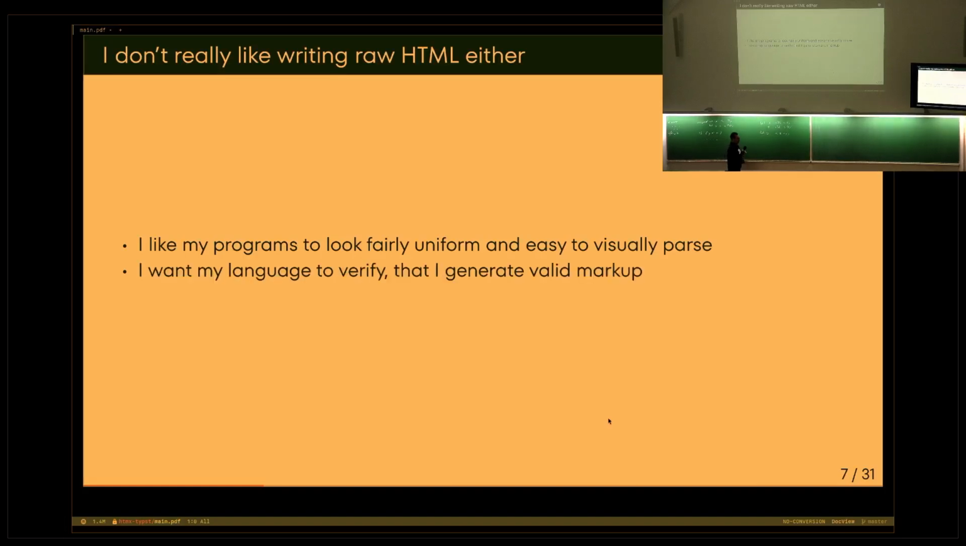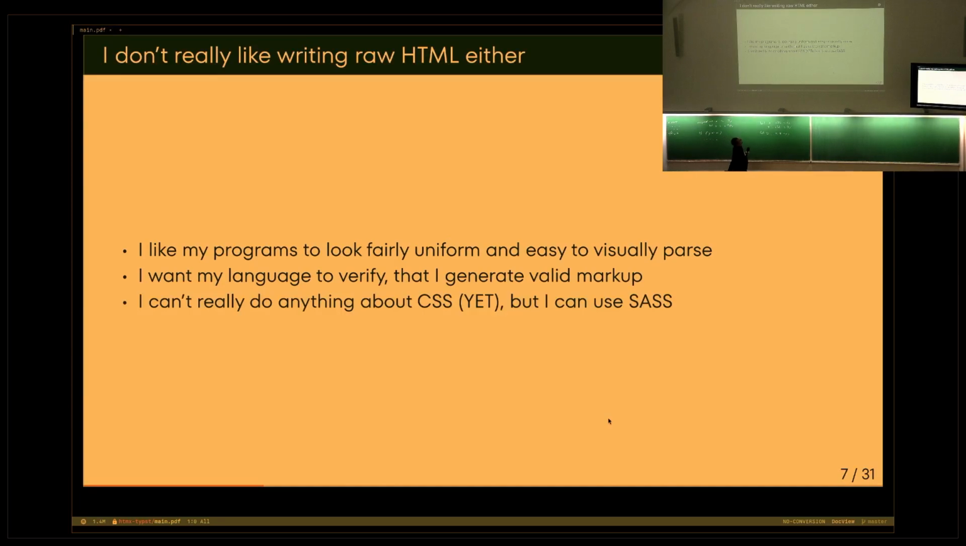So I want the language that I use for my backend, because this is let's say a backend-centric talk, to verify that I do actually generate valid markup. At least that. Maybe, if I work a little bit on it, it can verify that the types of values that I put into my templates are the correct ones, but at least that I generate valid markup. The third part of the traditional web, CSS, I can't really do anything about it yet, but I can use Sass, which makes the process a little bit nicer and lets me prevent myself from repeating myself.